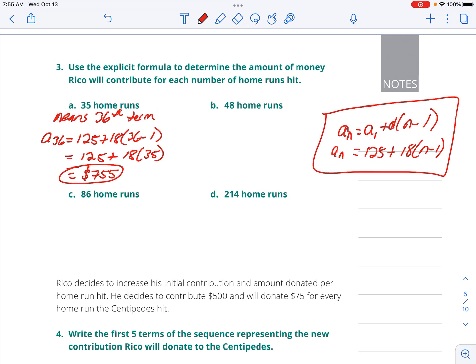For 48 home runs, I use that same equation, that same formula, but when we're talking 49 home runs, we're really talking about the 49th term. So 125 plus 18, I keep using that.